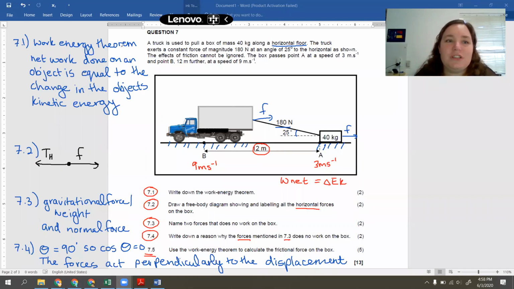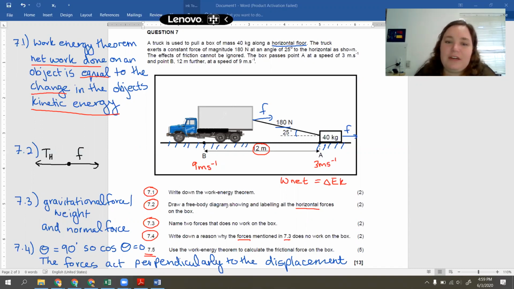So the work energy theorem says that the net work done on an object is equal to the change in the object's kinetic energy. Please, you've got to mention the word change. You've got to have the idea that the net work done is equal to the change in the kinetic energy, which is literally what we've got in this formula. The net work done is the change in kinetic energy.